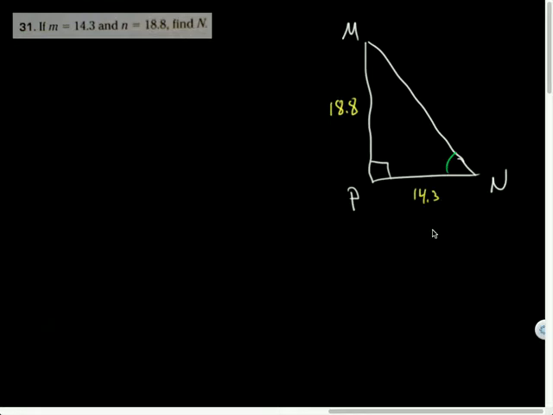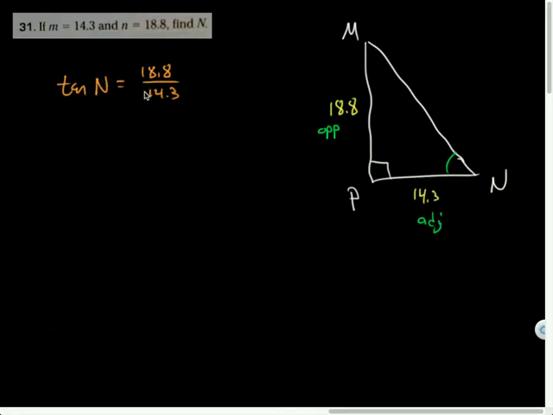All right. So for this situation, what is 18.8 from this angle's perspective? Opposite, and this is the adjacent, so what trig ratio am I interested in? Tangent. So I'm going to say tan of theta, or tan n, is going to equal 18.8 divided by 14.3.